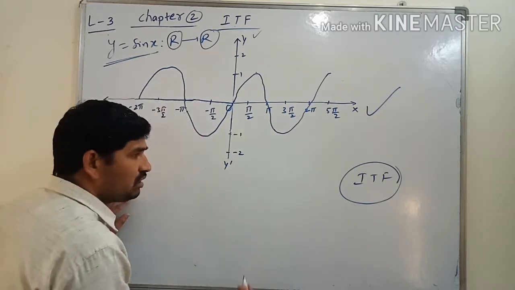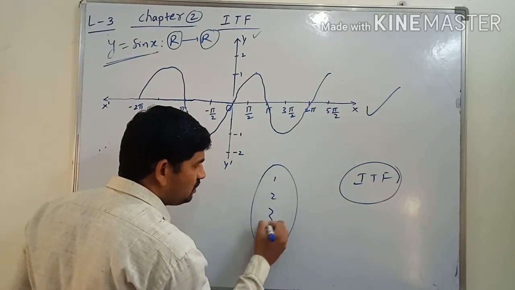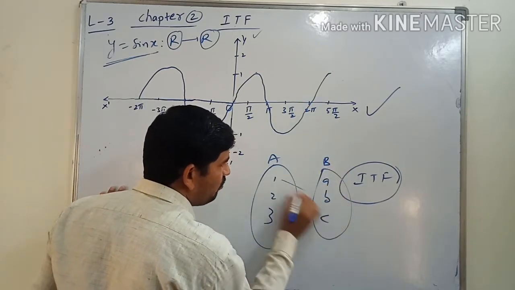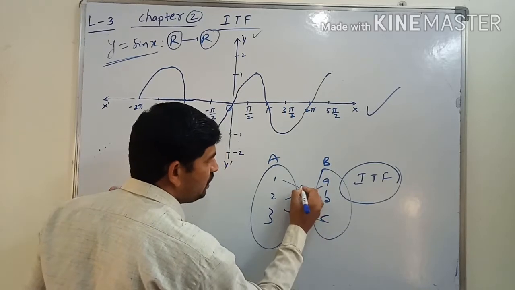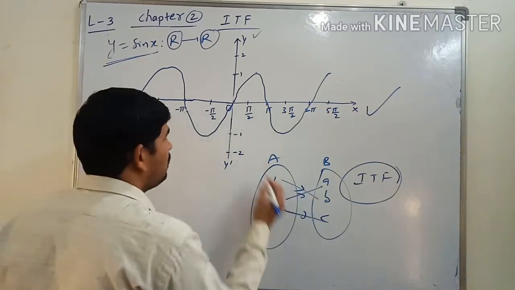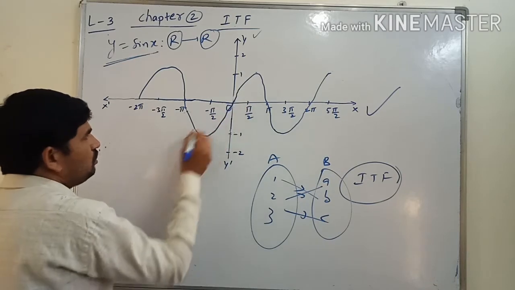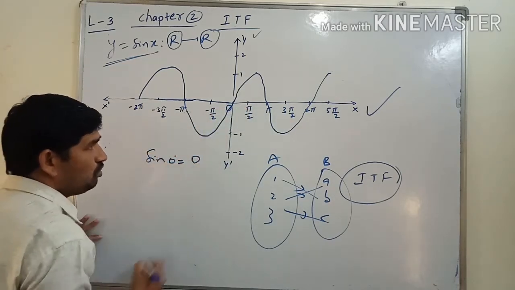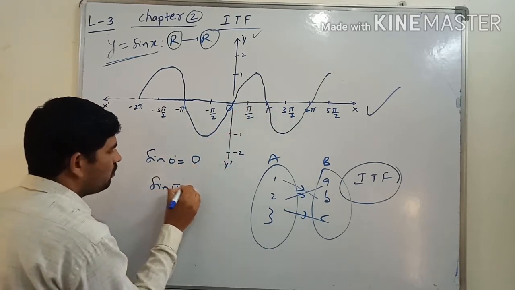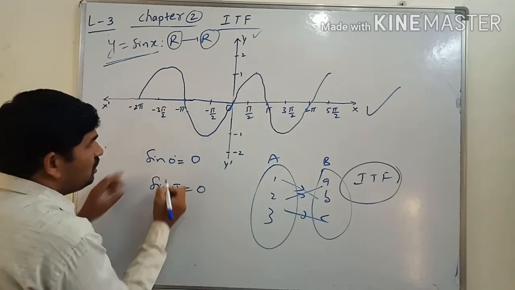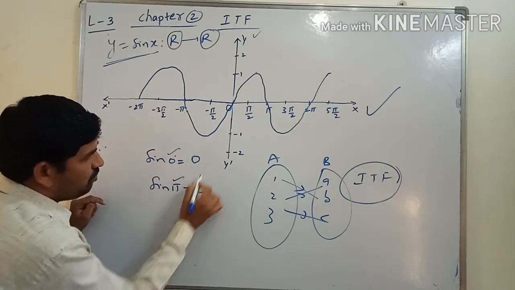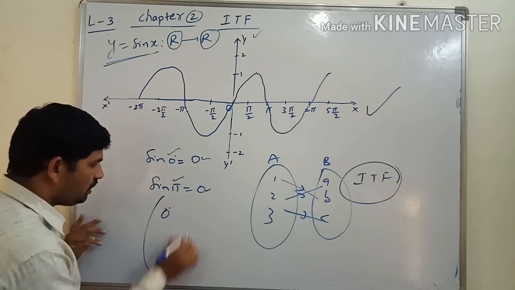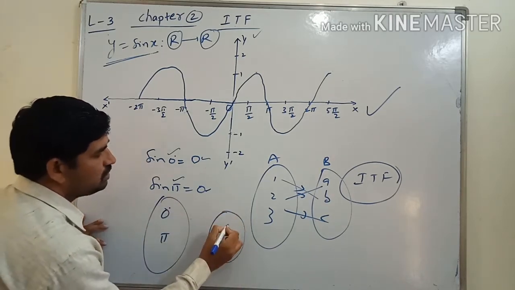One-one is nothing but different elements in set A having different images in set B. Yes or no? Like that, by putting in sine 0 degrees the value is 0, and sine pi is also giving 0. Yes or no? We are taking different values but getting the same result. Yes, 0 degrees and pi have the same image.